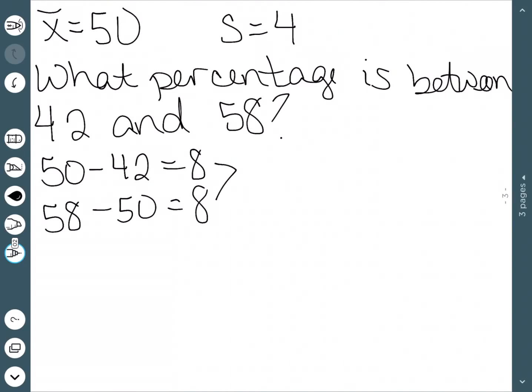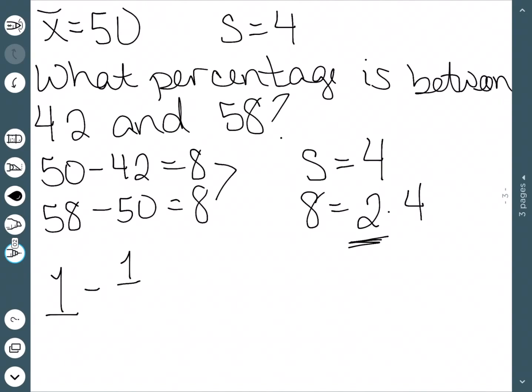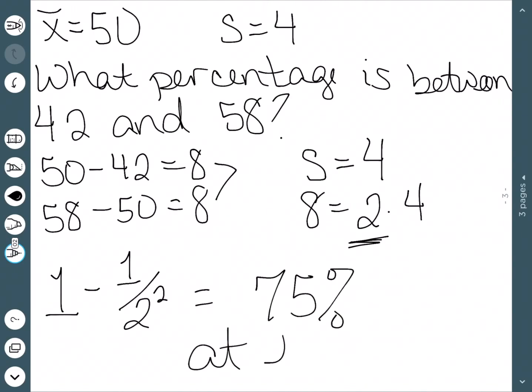So now that we know exactly how far away from the mean we're looking, we need to know how many standard deviations. We know that S, our standard deviation, is 4. And we know that 8 is 2 times 4. So 2 standard deviations. So that's our K number. And if we work that out, we get 75%. And it's not exactly 75% of the data, but at least 75% of our data is going to be between 42 and 58.